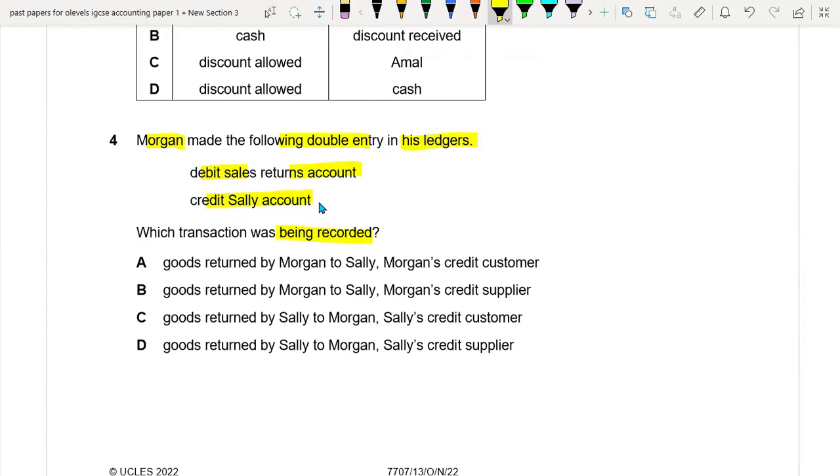Okay, so let's see. Sally is the customer and Morgan is the supplier. Goods returned by Morgan to Sally. Morgan didn't return the goods to Sally, so this is not the right option. Goods returned by Morgan to Sally, again this is not the right option. Goods returned by Sally to Morgan. Yes, but Sally is the customer, and Morgan is not Sally's customer. He is her supplier, so this is not right. D, goods returned by Sally to Morgan. Sally's current supplier. This is the right option.